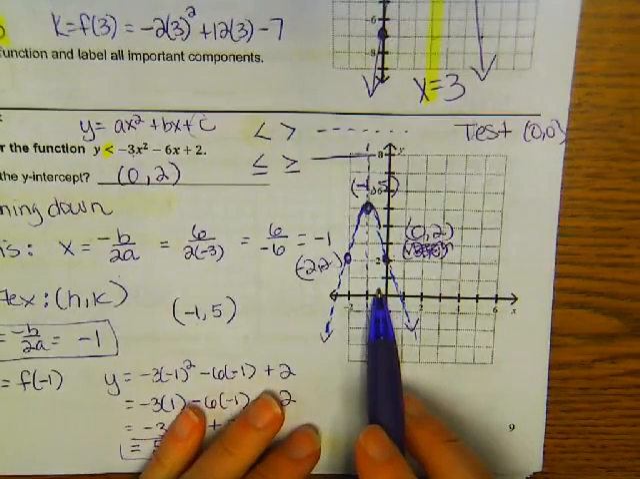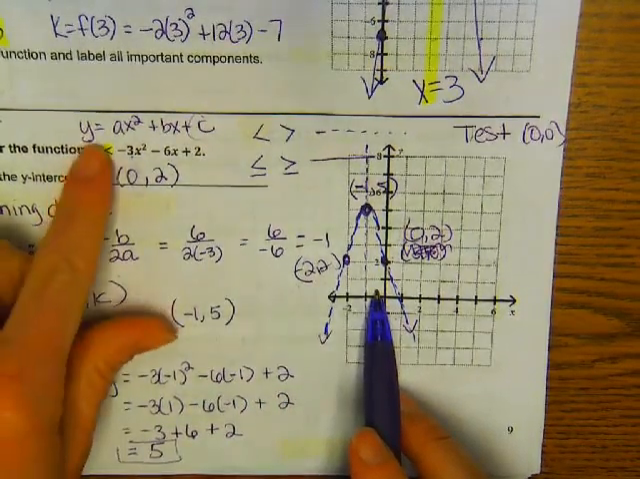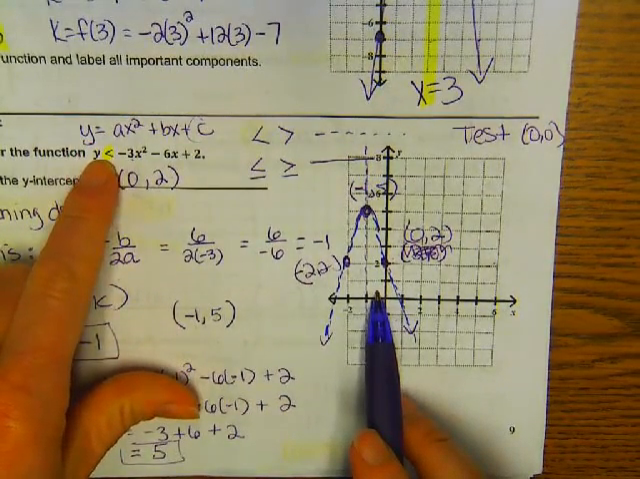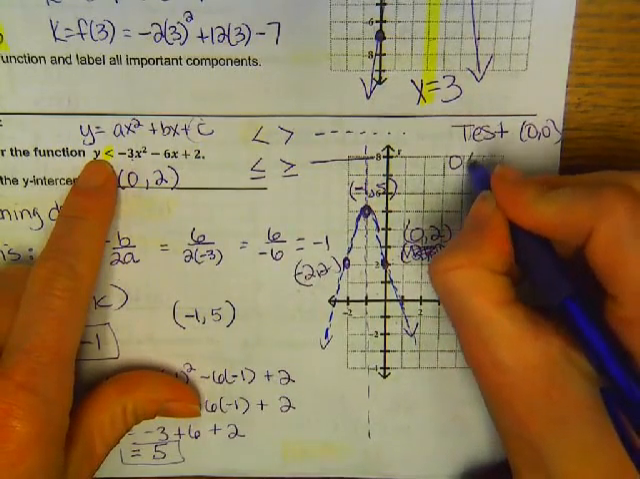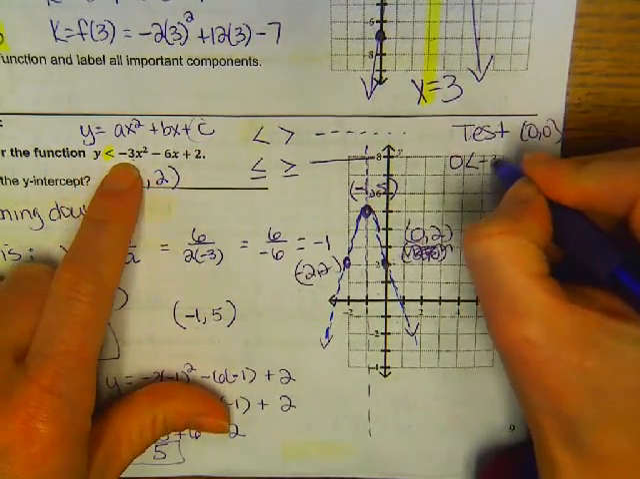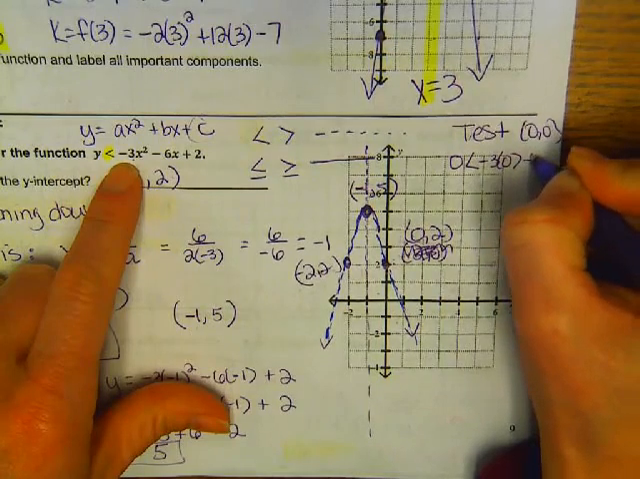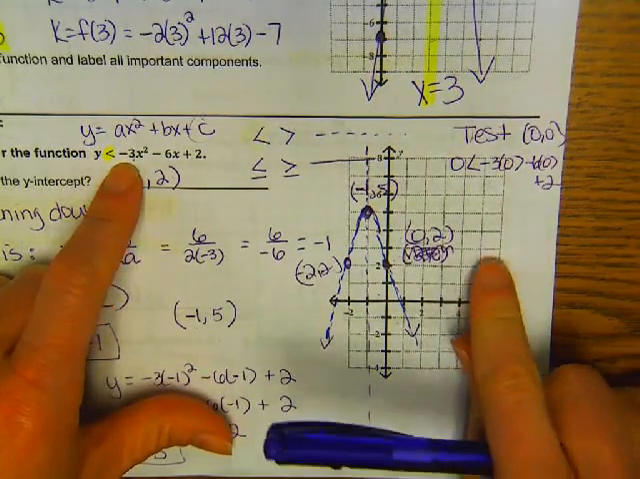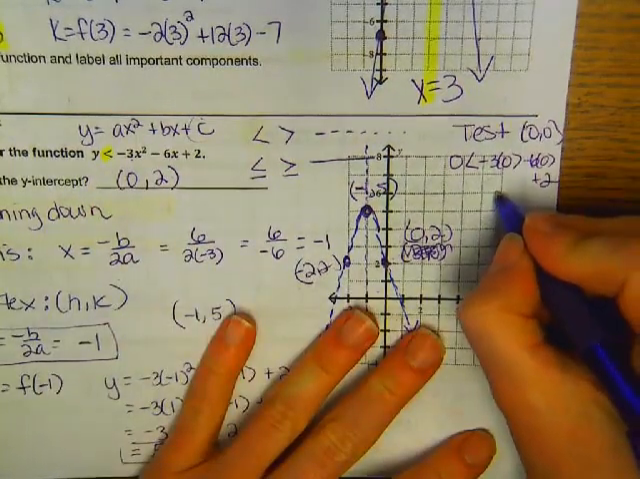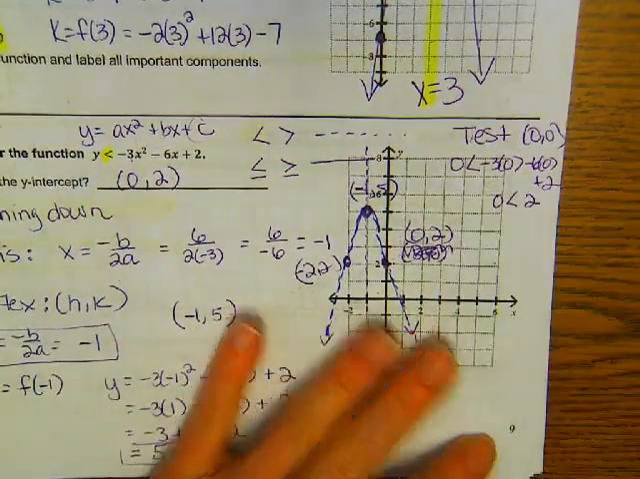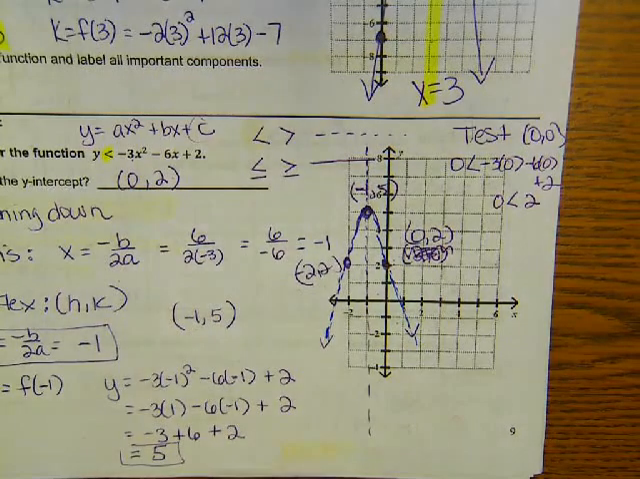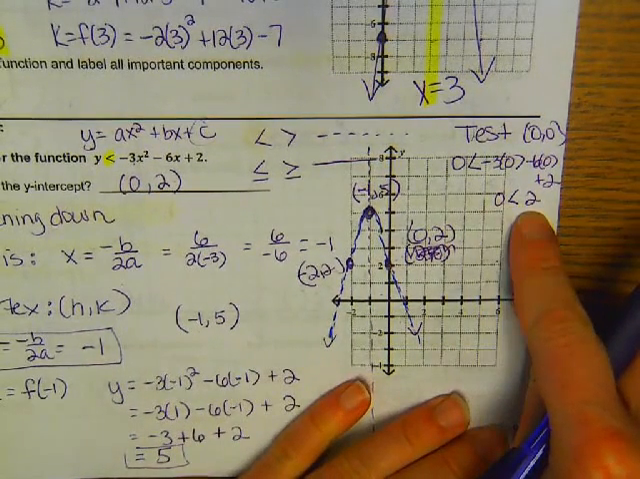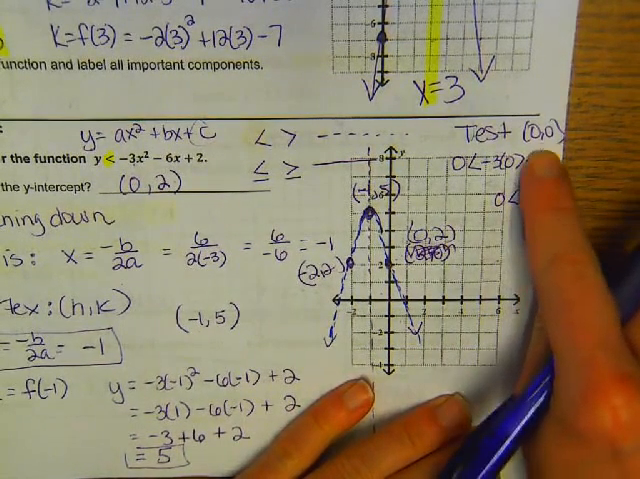We put 0 in for x and y, and we get 0 is less than negative 3 times 0 minus 6 times 0 plus 2. Well, if I simplify that, that means 0 is less than 2. Is that a true statement? Is 0 less than 2? It is. That tells me that I am in the right region.